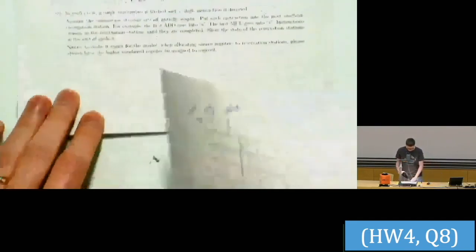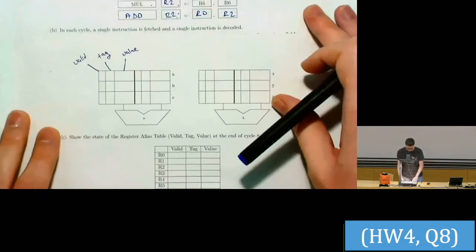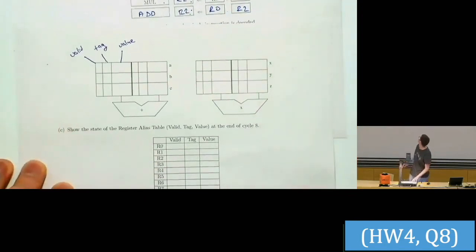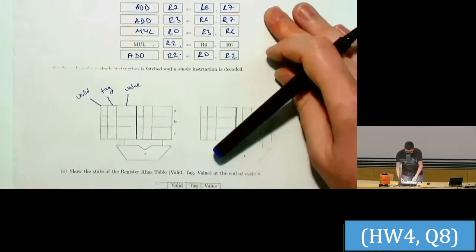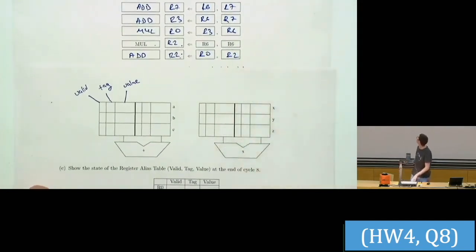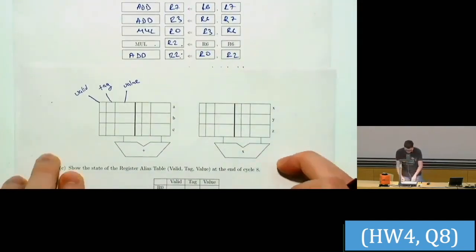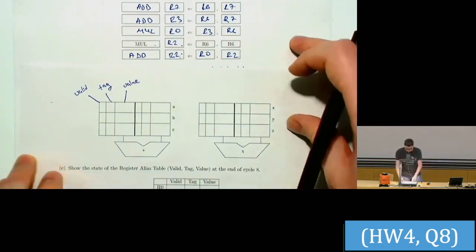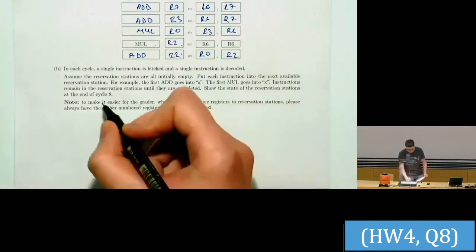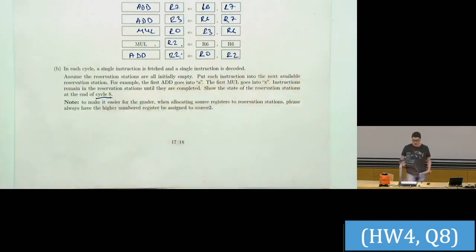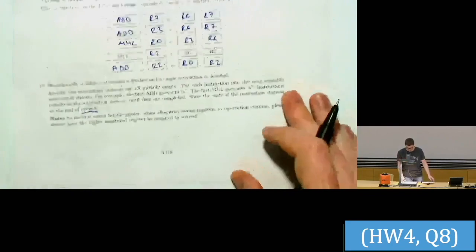So let me do it like this. Okay, you can see it. It's better. Okay, you can see almost everything. Okay, so one thing I forgot to say, it is asking specifically about the state at the end of cycle 8. So actually first it will be better to figure out what has happened inside the processor until cycle 8, or at the end of cycle 8.